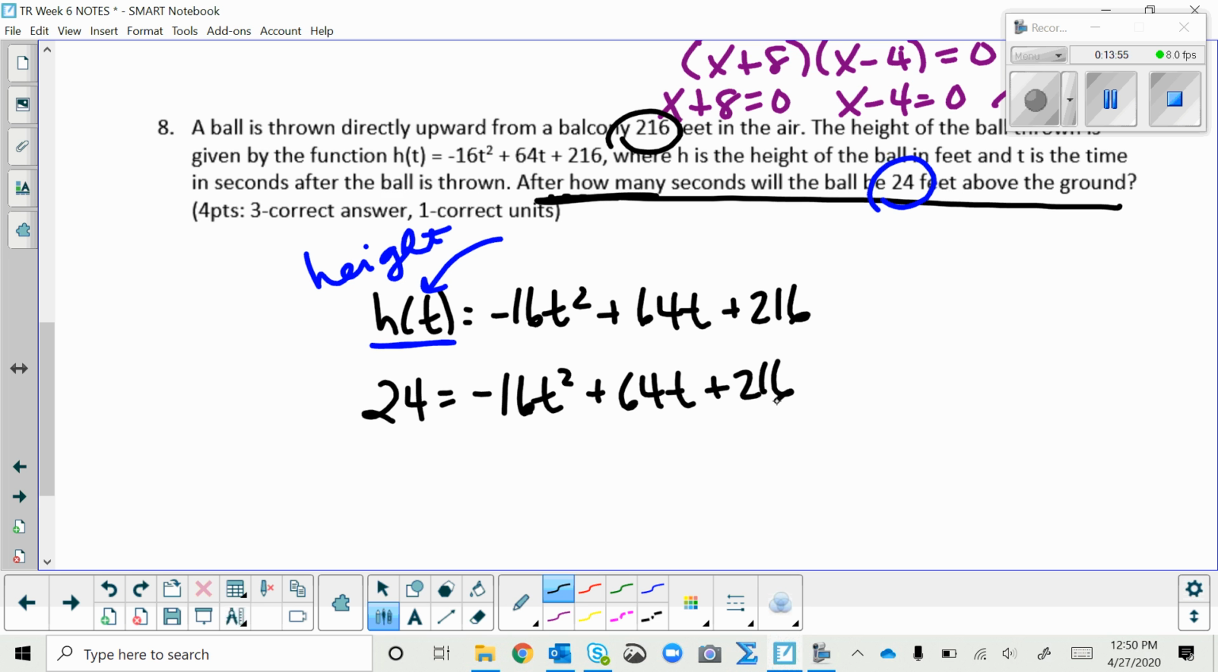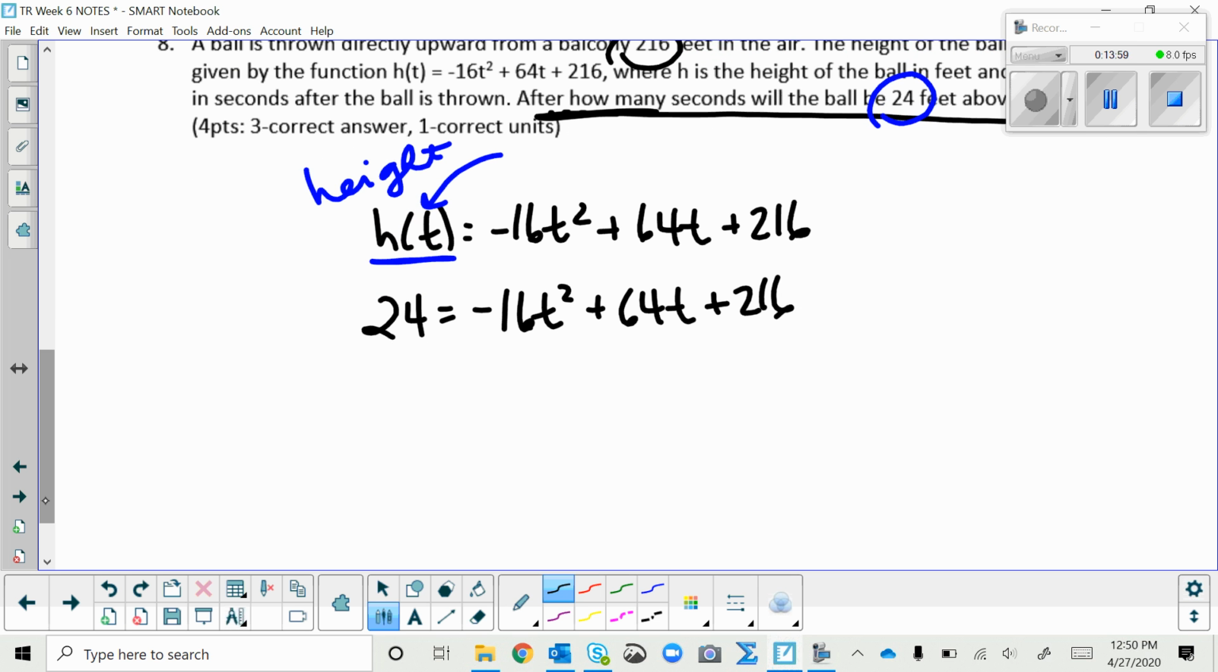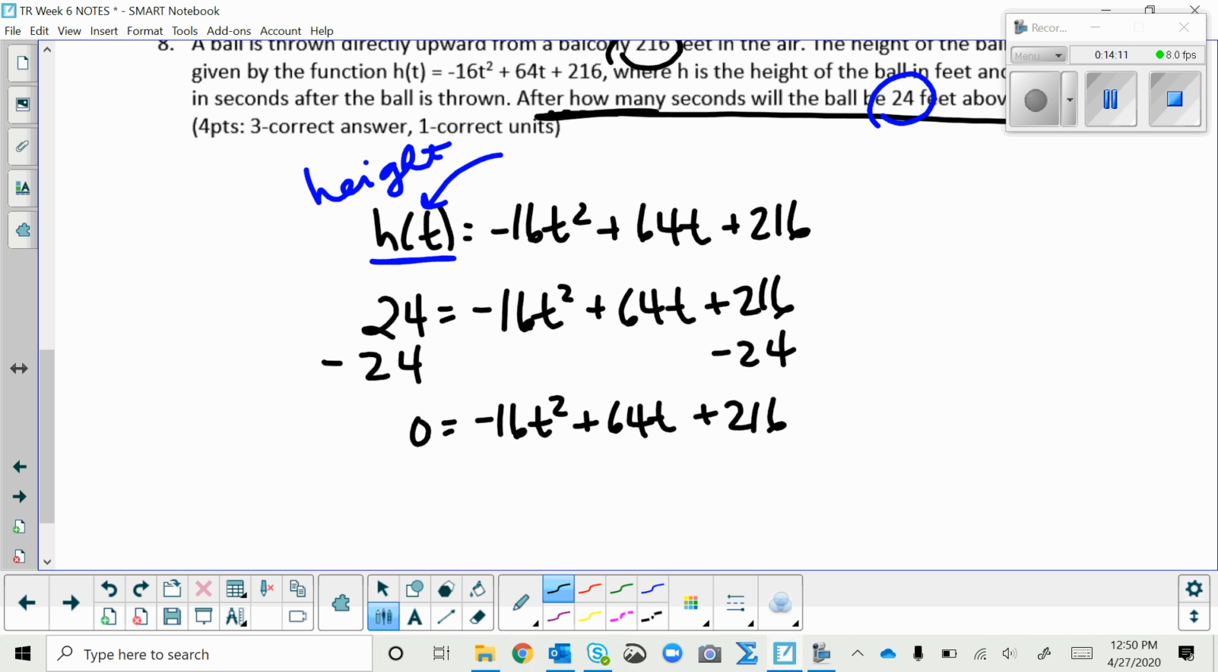And now we have this quadratic that we need to solve. We have to get it in standard form first, so we subtract 24 from both sides. And be sure to look at the handwritten notes that I have in your Google Classroom, because along the left-hand side, I explain all of the steps that we're doing.